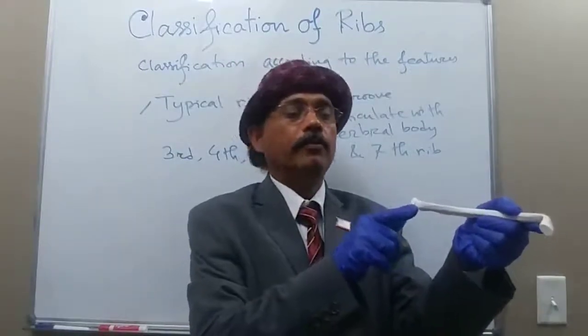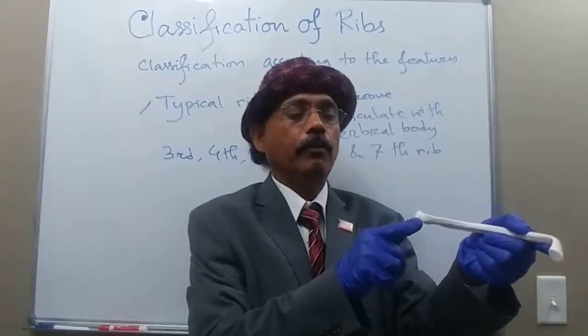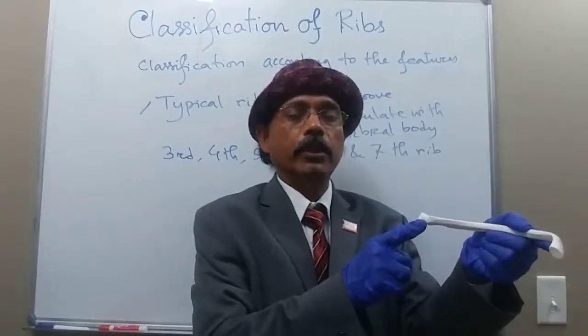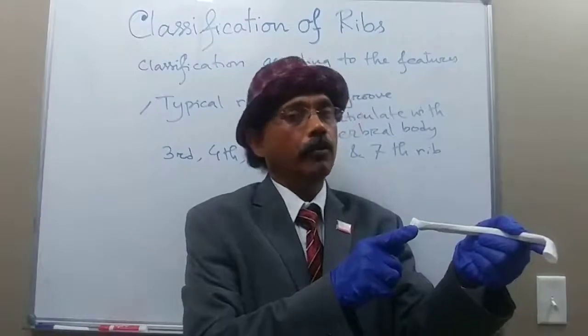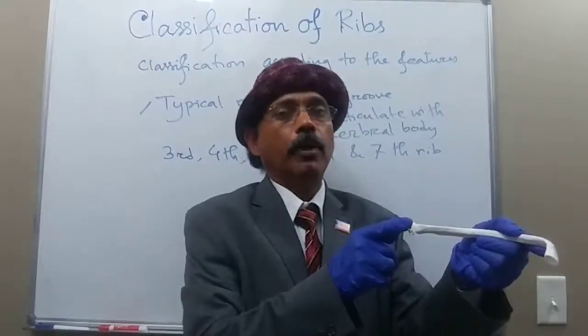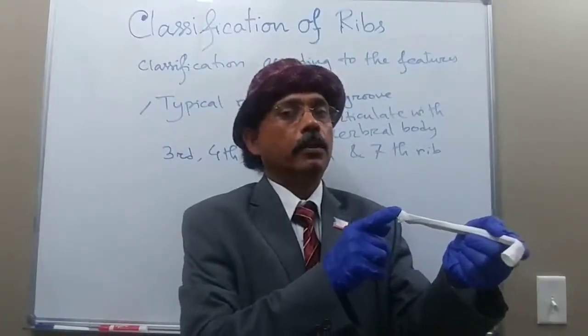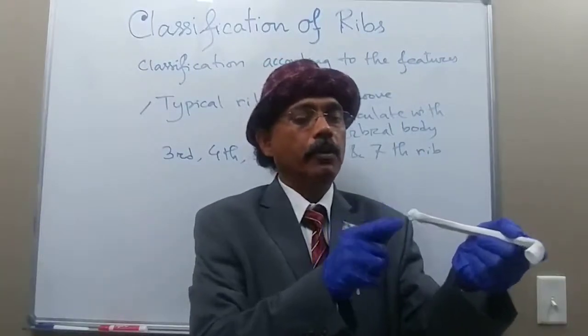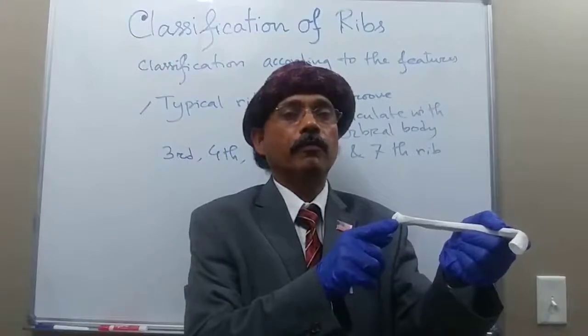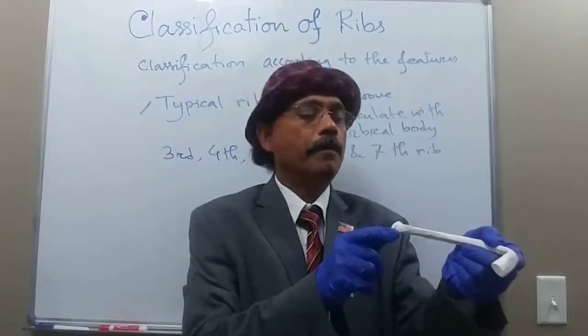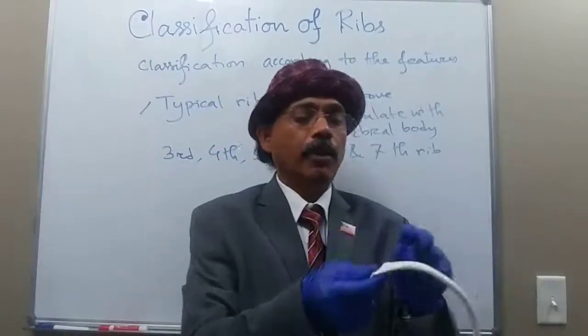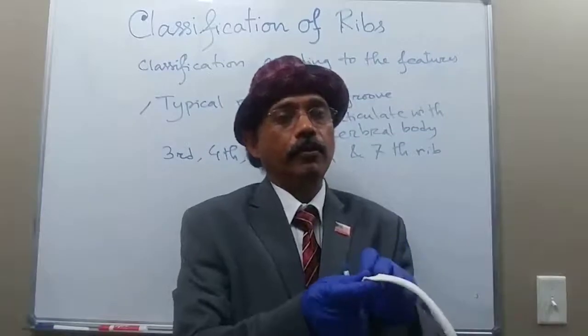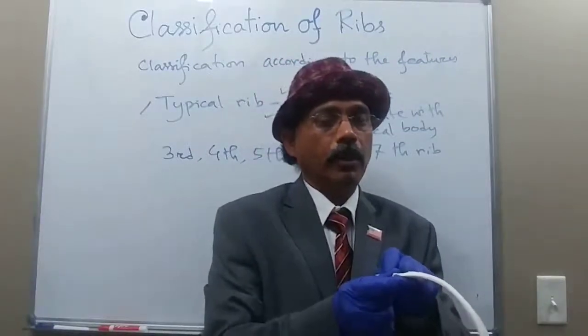The vertebral end has two articular surfaces. The lower one articulates with the costal facet of the corresponding vertebra. The upper one articulates with the inferior costal facet of the vertebra above. This articulates with the superior costal facet of the corresponding vertebra. Then we have the neck, we have the tubercle. The tubercle has an articulating part and a non-articulating part.